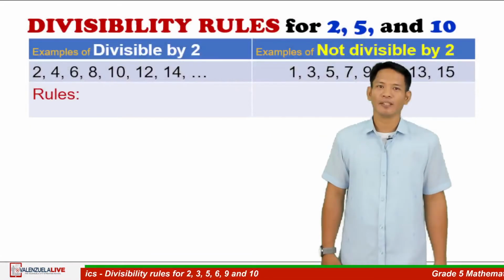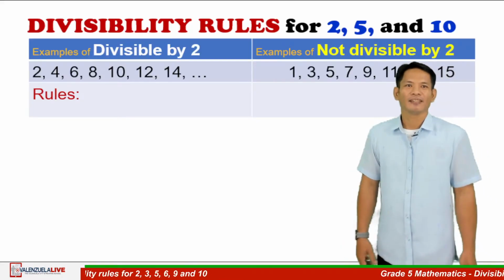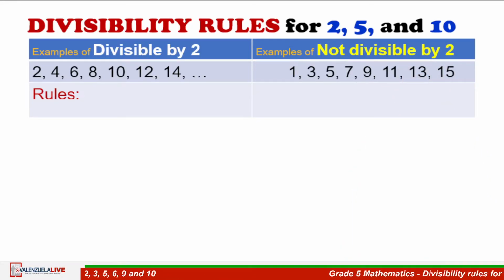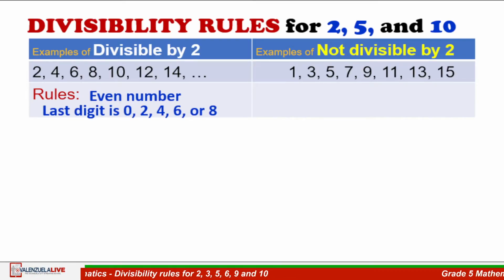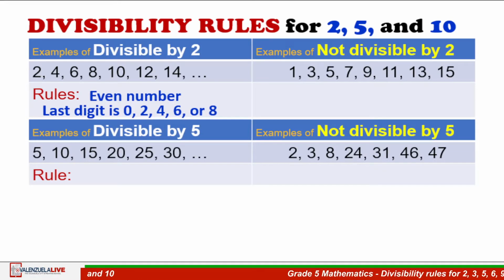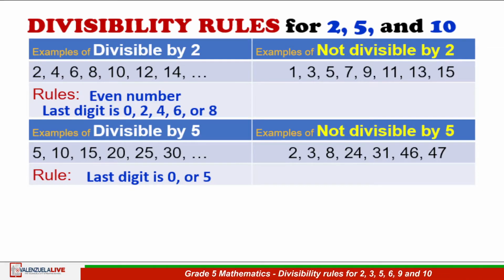Okay, let's now proceed. What are the rules? The divisibility rules for 2, 5, and 10? A number is divisible by 2. Based from the given examples, we have 2, 4, 6, 8, 10, 12, 14. If it is an even number, or a number is divisible by 2, the last digit is 0, 2, 4, 6, or 8. How about divisible by 5? A number is divisible by 5 based from the given examples, if the last digit is 0 or 5.